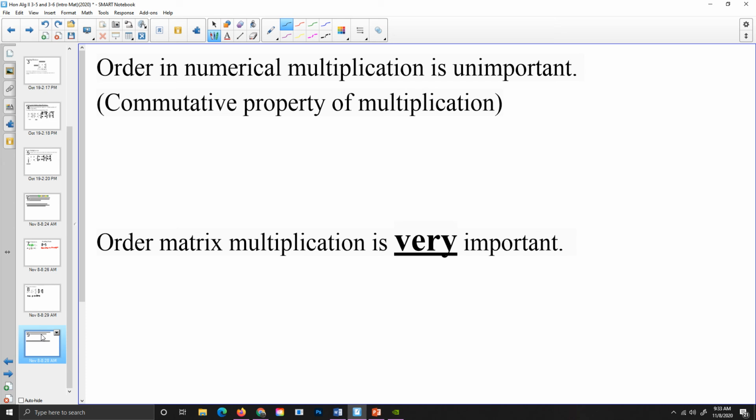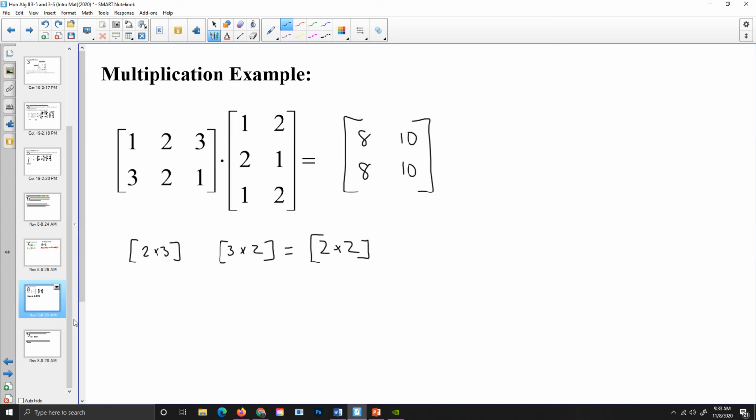Now the last thing I want to talk about today is that when we're doing regular multiplication, order is not important. The commutative property of multiplication says that 2 times 3 is 6, and 3 times 2 is 6. And so order for regular multiplication is not important. But when you're multiplying matrices, order is very important.